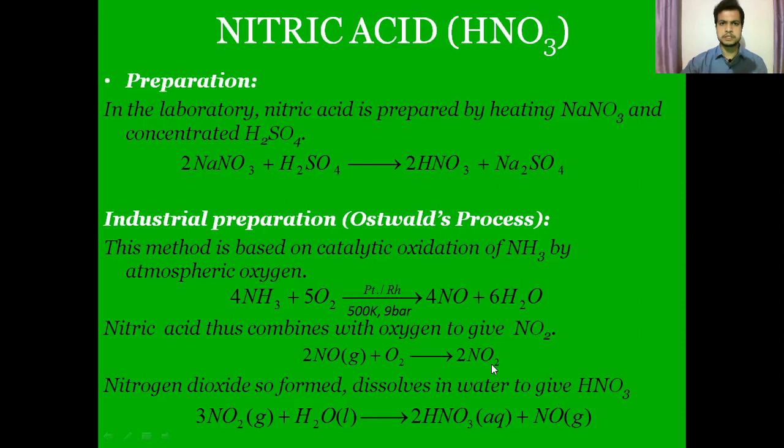So nothing goes to waste, and your main product, that is nitric acid, is also formed. So that is what we call the Ostwald process. Remember that this process is basically based on the oxidation of ammonia by atmospheric oxygen.